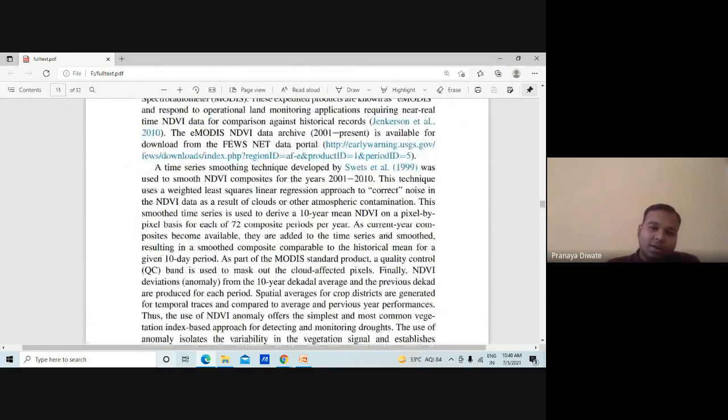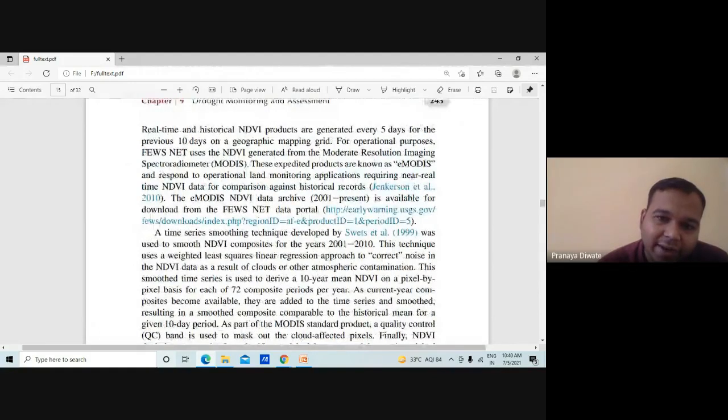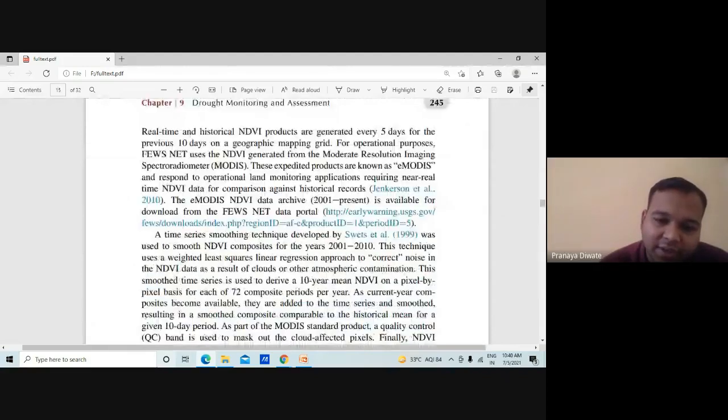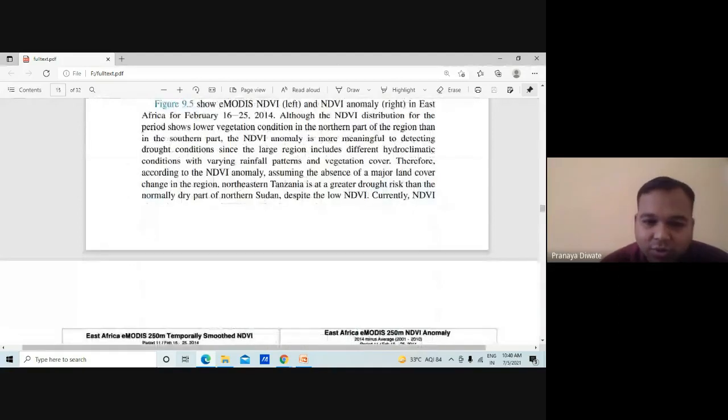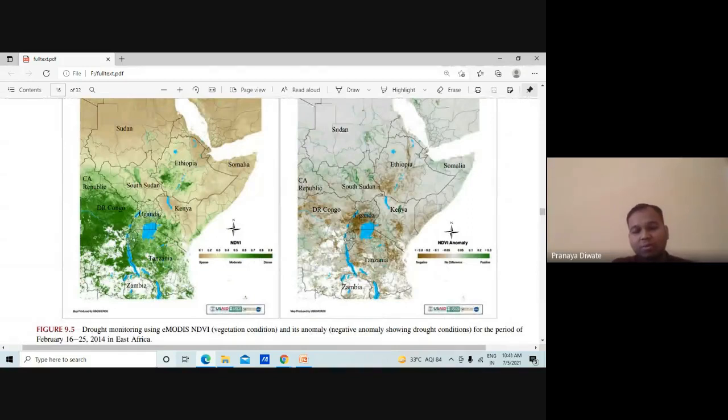A time series smoothing technique is developed. So you have the NDVI, but you need to further process this data. You can see drought monitoring using NDVI and its anomaly. A negative anomaly shows drought condition for the period of February 16 to 25. So this is how drought monitoring is going on.